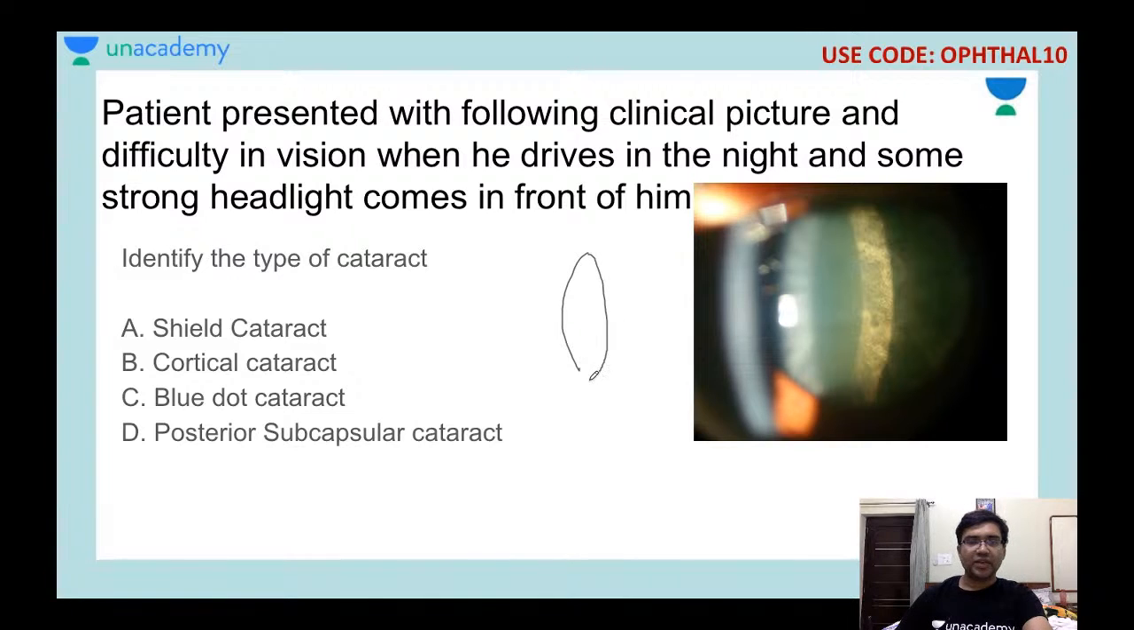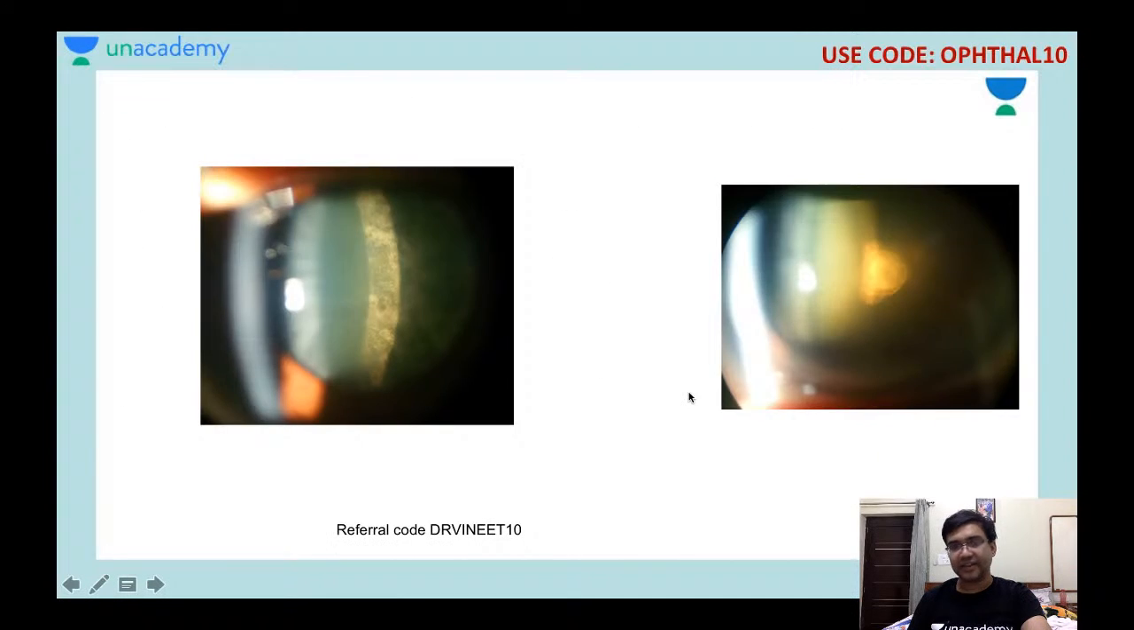So very good. If you can see here, the opacity is just beneath the posterior capsule, and when there is a constriction of the pupil, then the light ray would basically go and hit this opacity. So this is a posterior subcapsular cataract. There would be more difficulty in the patients who are having the posterior subcapsular cataract and they drive in the night and some headlight comes in front of them, and also they would have more difficulty in the bright sunlight.